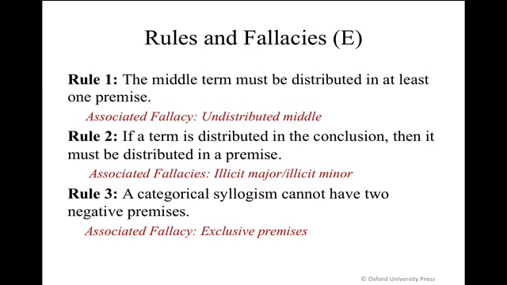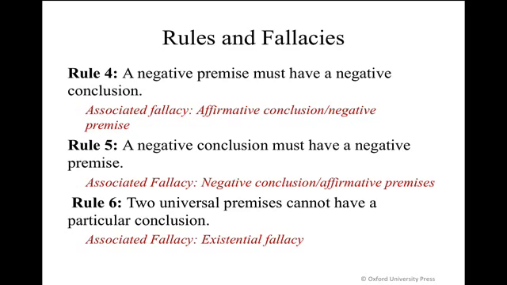So take, for example, the conclusion as a universal negative. The universal negative distributes both the subject and predicate classes. So that means the minor and the major term are distributed in the conclusion. In order for your syllogism to pass rule number 2 in that case, both the minor and major terms have to be distributed in their corresponding premises or premise. Rule number 3, a categorical syllogism cannot have 2 negative premises. Rule number 4, a negative premise must have a negative conclusion.